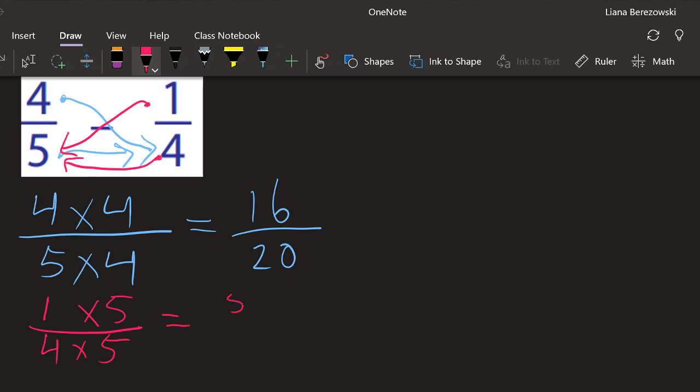1 times 5 is just going to be 5, and then 4 times 5 is going to be 20. So 1/4 is an equivalent fraction to 5/20. Okay? So now we have two like fractions, right? They have the same denominator of 20, so we can simply add them together. So we have 16/20, and we're subtracting. So we want to subtract 5/20 from 16/20.